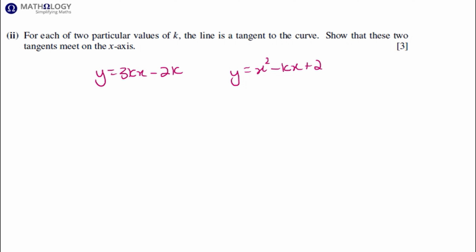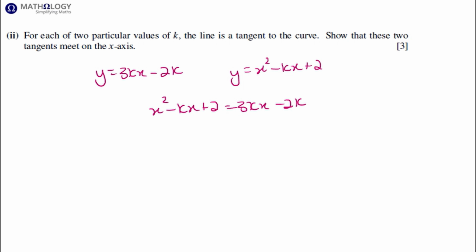For each of two particular values of k, the line is a tangent to the curve. Show that these two tangents meet on the x-axis. Okay, so for the line to be a tangent to the curve, when we equate these two functions, the resulting expression must have the discriminant equal to 0.